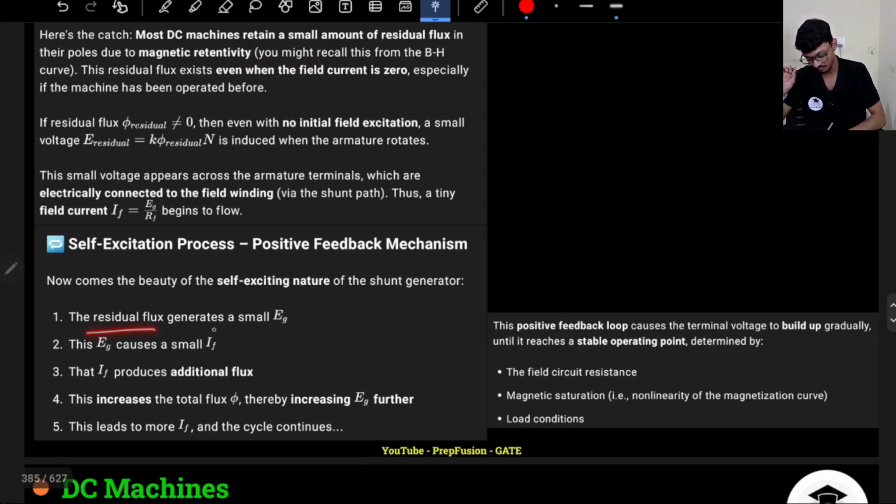So the residual flux generates Eg. The Eg causes a small IF field current. The IF produces additional flux, thereby increasing the total flux. Thereby the Eg further increases, and this leads to more IF, and this cycle continues. This positive feedback loop causes the terminal voltage to build up gradually until it reaches a stable operating point determined by the field circuit resistance, right?